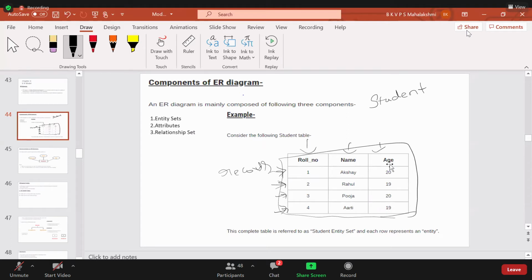Columns. Okay, roll number, name, age, these are the columns. And the table name of this is called an entity here. So what is the entity of this? What is the entity now? Student, ma'am. Yeah, student is the entity. Okay, and these are the rows and these are the columns.